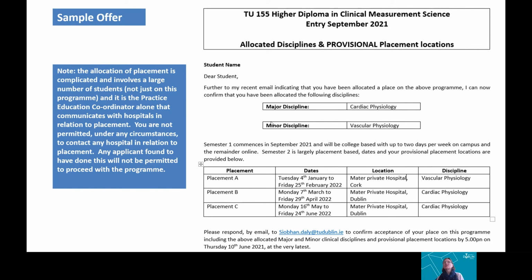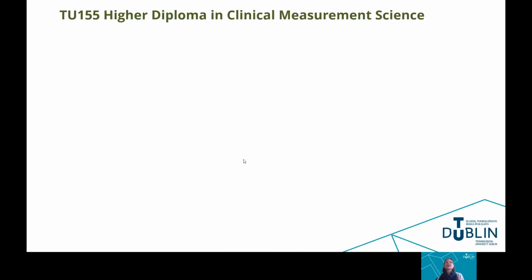So just to reiterate the point, you'll be allocated a major discipline and a minor discipline, and allocated provisional hospitals. The reason we say it's provisional placement locations is on occasion, not often, but now and again it happens that a hospital will commit to taking a student and then at short notice say, unfortunately, we're now not able to do it. They might have lost a staff member, or they might have somebody who's gone on maternity leave or a career break, or they might be moving location, or something might happen that they can't take a student at the last minute. So the disciplines are fixed and hospital locations are provisional, but generally speaking, they won't change.